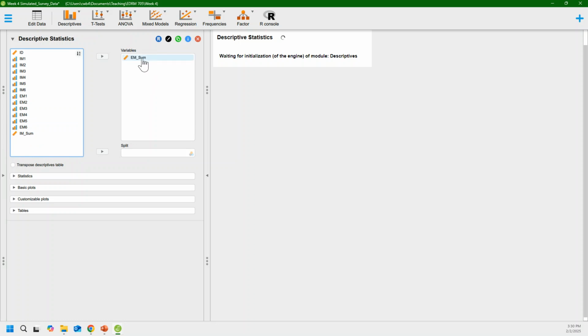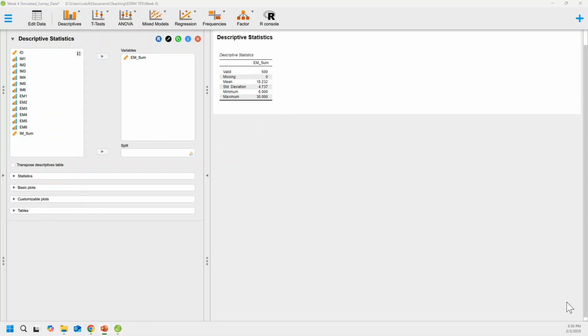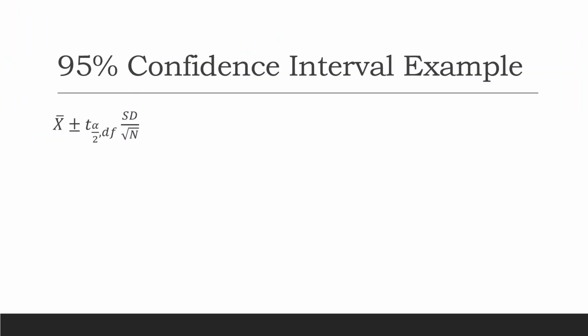And notice here, once I do that, it starts calculating some descriptive statistics for me, right? So my mean is 18.232. My standard deviation SD is 4.737. And my sample size is N equals 500. All right. So that is my information from JASP. So I have X bar, SD, and N.